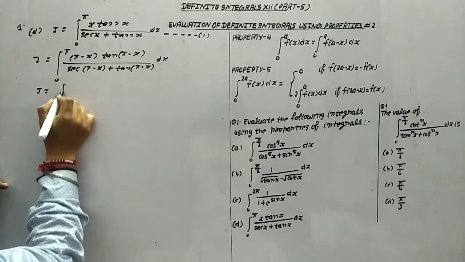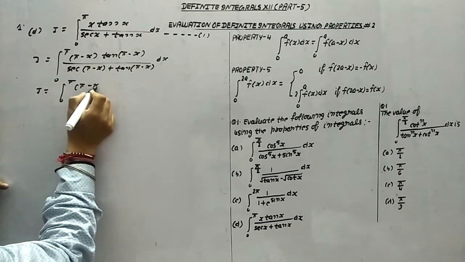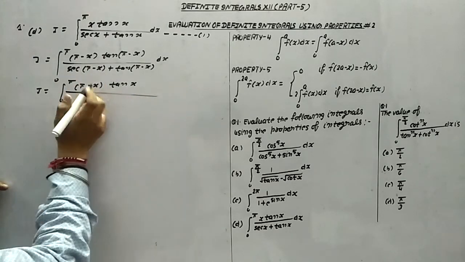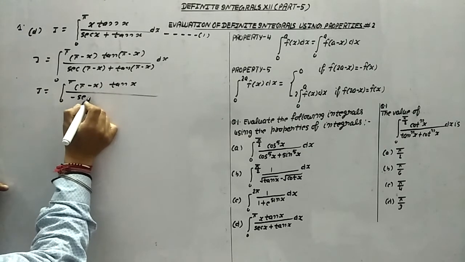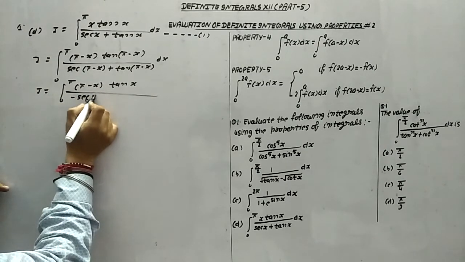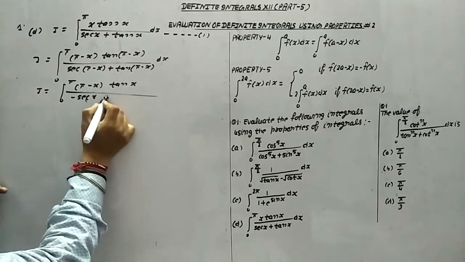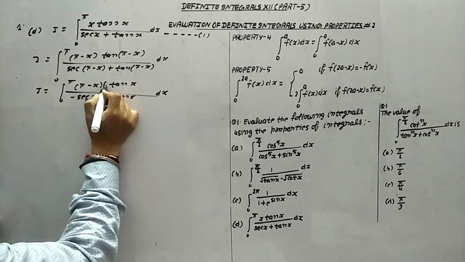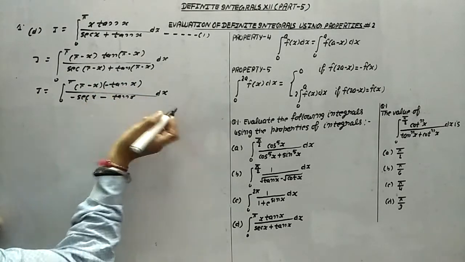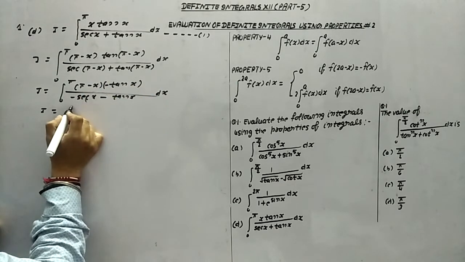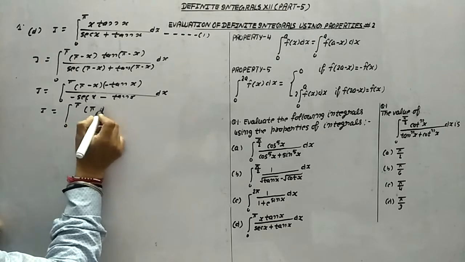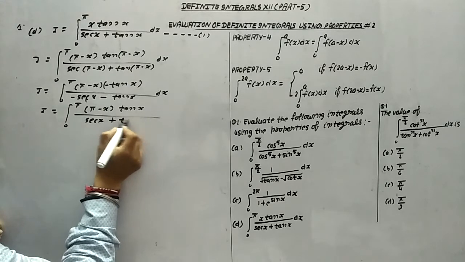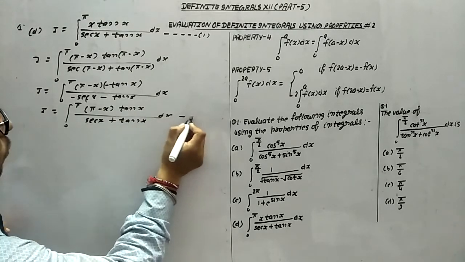Now I is equal to the integration from 0 to π of (π minus x), with tan(180° minus θ) meaning minus tan θ, upon sec(180° minus θ) meaning minus sec θ, and this is also minus tan θ, so this means minus. Now after taking minus common, this becomes the integration from 0 to π of (π minus x) tan x upon sec x plus tan x dx. This is equation number 2.